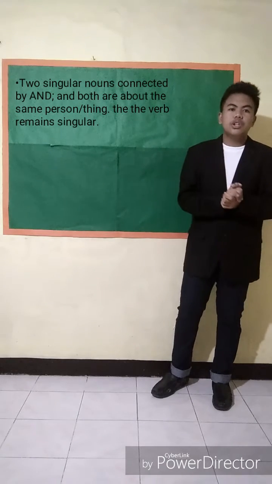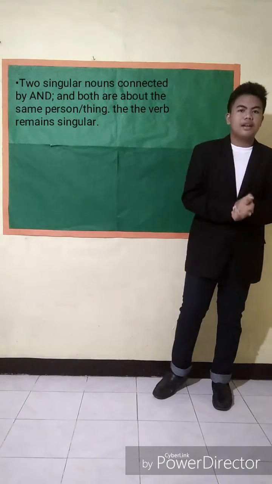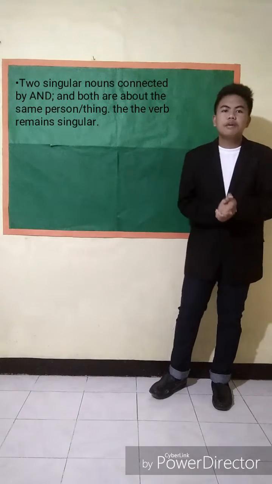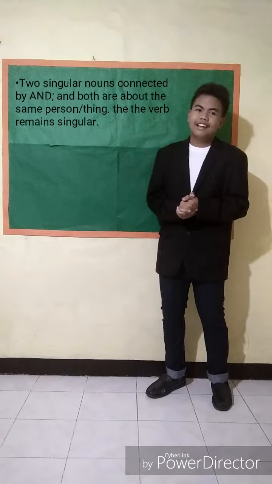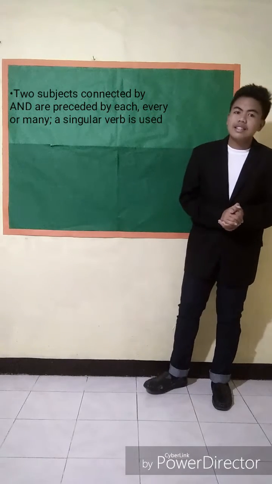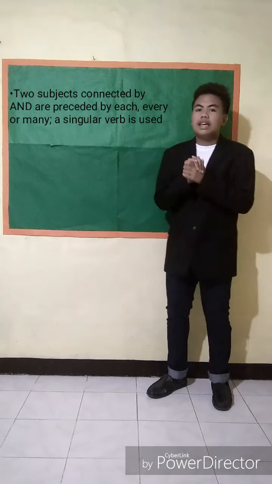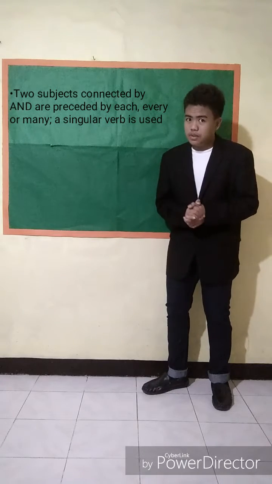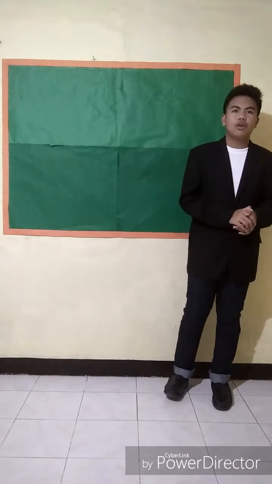Two singular nouns connected by and that both refer to the same person or thing take a singular verb. When two subjects connected by and are preceded by each, every, or many, a singular verb is to be used. That's the rule number 4.